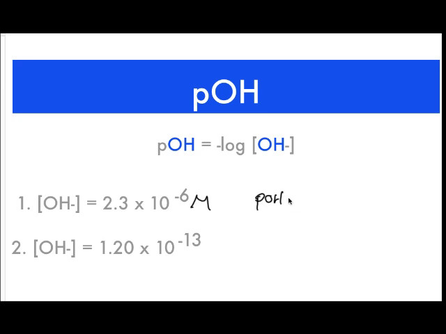So my pOH for this is 5.6. Is that acidic, basic, or neutral? Well, if I subtract 14 from that, that can get me the pH. That'll get you the pH. It will. Can you do that in your head?